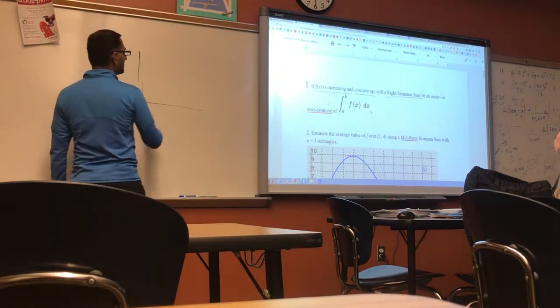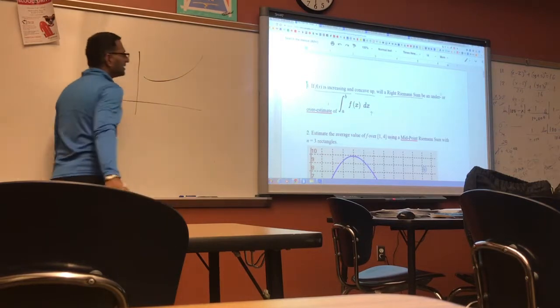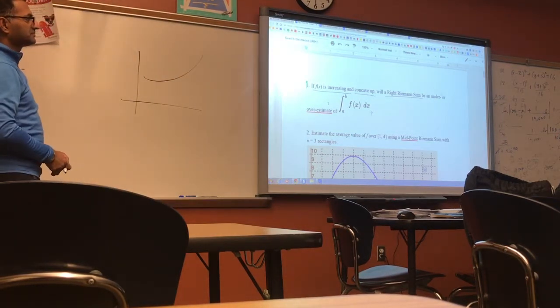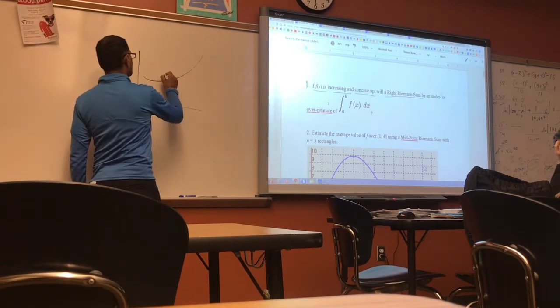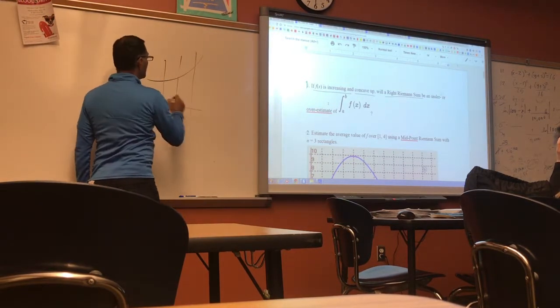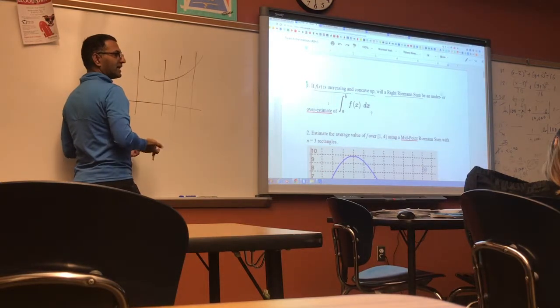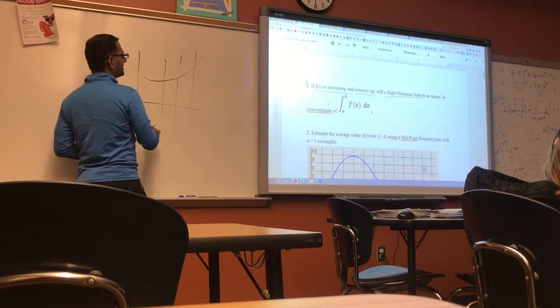So it says increasing and concave up. So something like that. What should I do next? Draw lines. In case you've forgotten how to draw a right Riemann sum, just draw parallel lines. You just need to draw one rectangle, and you're good to go. So see, this comes back to you. Here's how you draw a right Riemann sum.